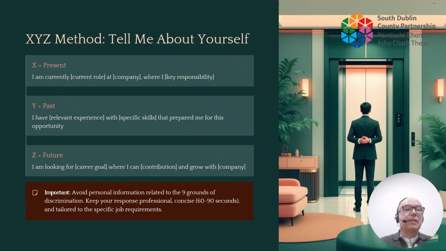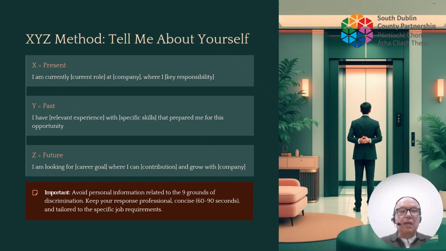Next up there, your past. So I have relevant experiences and specific skills that prepare me for this opportunity. So again, you're tapping back into your capacity within your old roles to ensure that you are up to speed in relation to everything associated with this particular position. Future. I am looking for a career goal. I'm looking for a new opportunity where I can contribute and grow with a company. Personally, I've used this one many times myself, and it always is a good go-to solver within an organization, especially when they look at you as a potential candidate for a role.